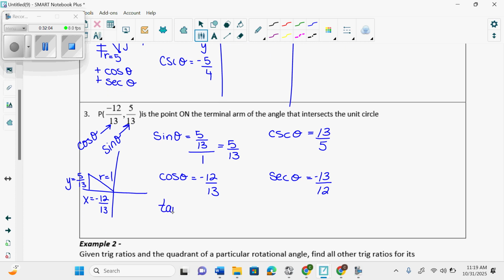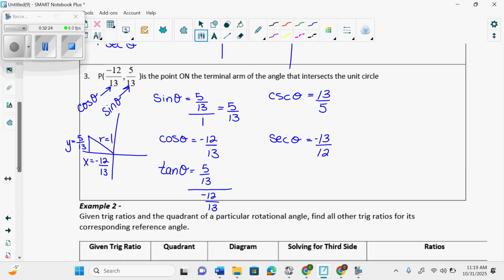Tangent, you can either look at it as "tan your x box," y over x, or you can look at the formula sheet where it says sine over cos. Either way, you're going to get 5 over 13 divided by negative 12 over 13. The cool thing about stacking fractions is if something can cancel in both numerators, you cross it off. If something can cancel in both denominators, you cross it off. So these 13s can cancel, and my answer is negative 5 over 12.